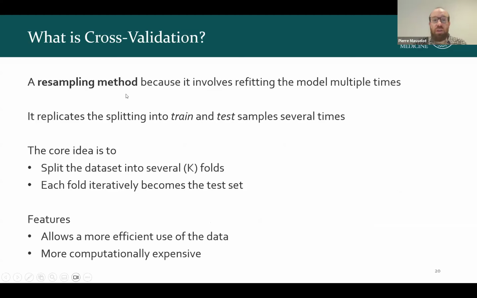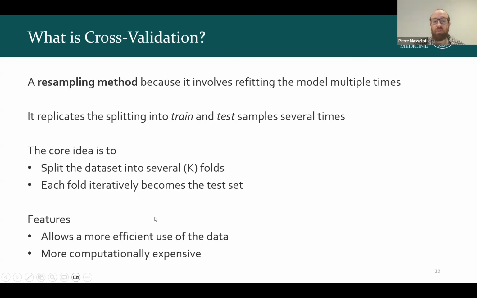So what is cross-validation? It's a resampling method because the idea is that it involves refitting the model multiple times on different subsamples of your data set. So really, it replicates the splitting into train and test that we just did, but several times. The core idea of cross-validation is to split our data set into several what we call folds. So for instance, 5, and I will show some example later. Each fold will iteratively become the test set, and so we will fit our model k times and then test on k different sets.